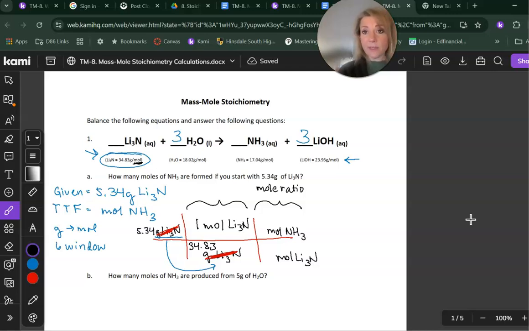And where do I get the numbers for the mole ratio? They're the coefficients that are found in the balanced equation in front of each compound. So what is the coefficient for Li3N? Well, look, I don't have anything there. So it's a 1, not a 0, a 1. What is my coefficient in front of NH3? Hey, nothing. I don't have anything there. It's a 1. So I'm going to put a 1 there.